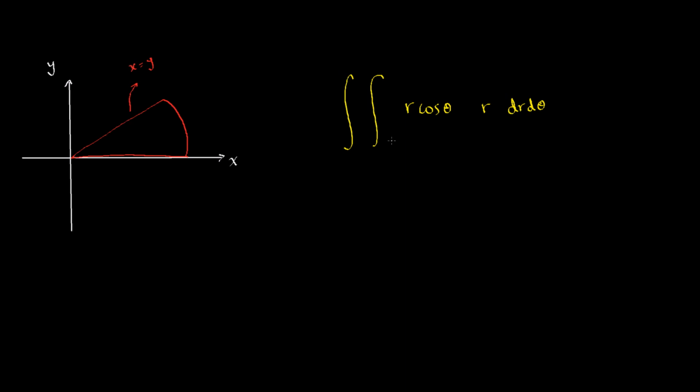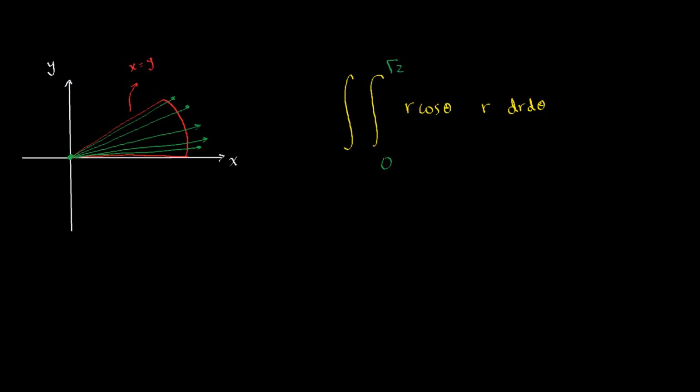Then we need to figure out the limits of integration. Again, since we're using polar, we have to start at the origin and go radially outwards. And you see, we always enter the region through the origin, and we always exit the region through this part of the circle. So the lowest value r could take is 0. The highest value r could take is the radius of this circle, which is equal to root 2.